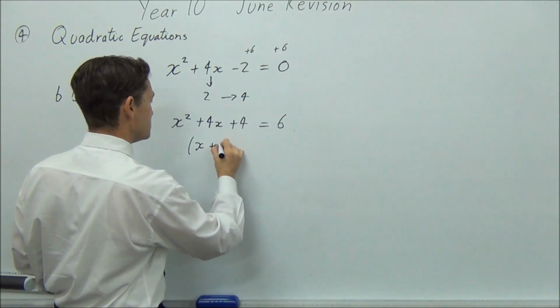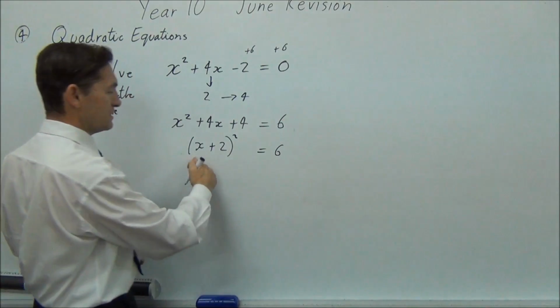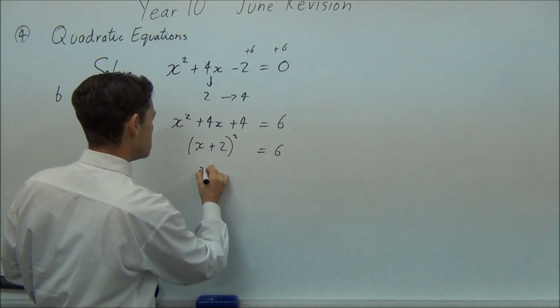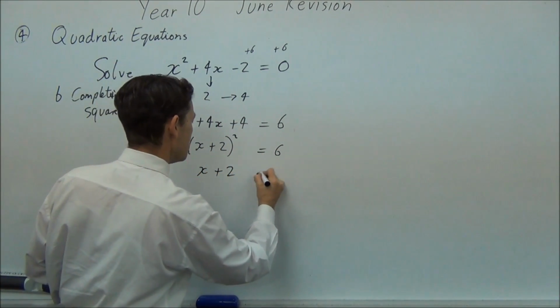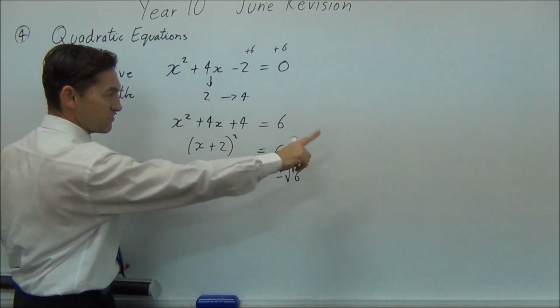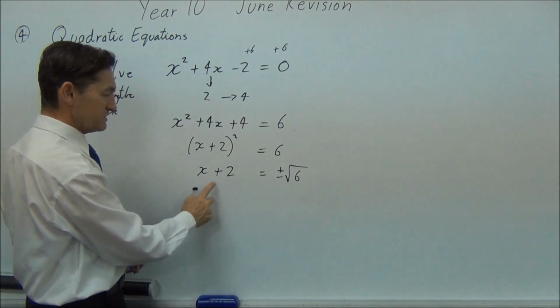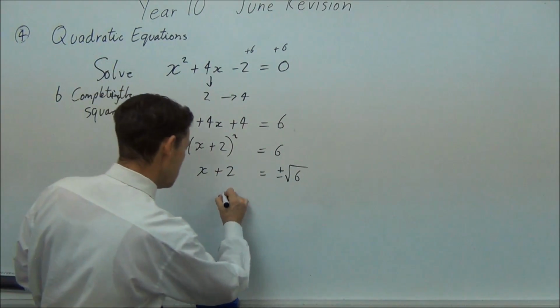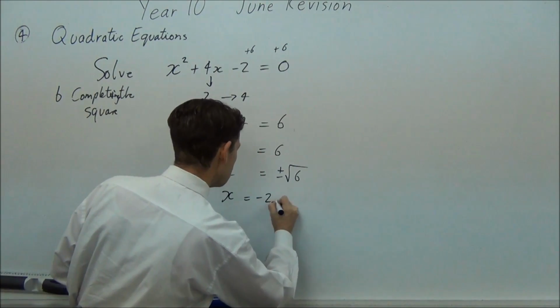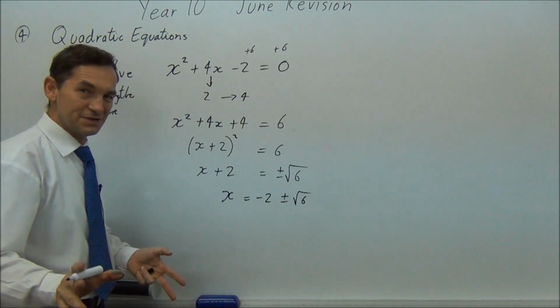So we're going to have (x + 2)² = 6. Square root both sides, so x + 2 equals plus or minus the square root of 6, and throw the 2 over the other side. If that was a minus 2, this would be a plus 2, this is a plus 2, so we're going to get minus 2. So x equals minus 2 plus or minus root 6, and you're done.